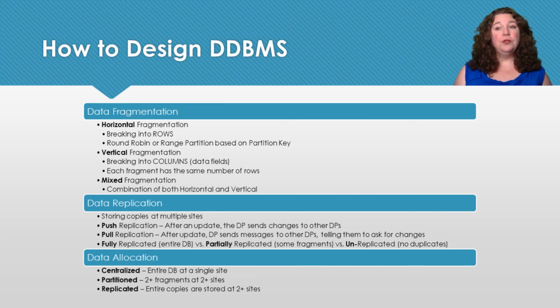You can also choose to have a mixed fragmentation where you do some data horizontal and some data vertical, depending. I want to still have my employees cut this way, but I want to have only employees that are on the East Coast over here. So I'm doing a little mix of both horizontal and vertical based on where I want to put things. So that's how you would break your data. And you would do this for each of the individual tables that you're working with.